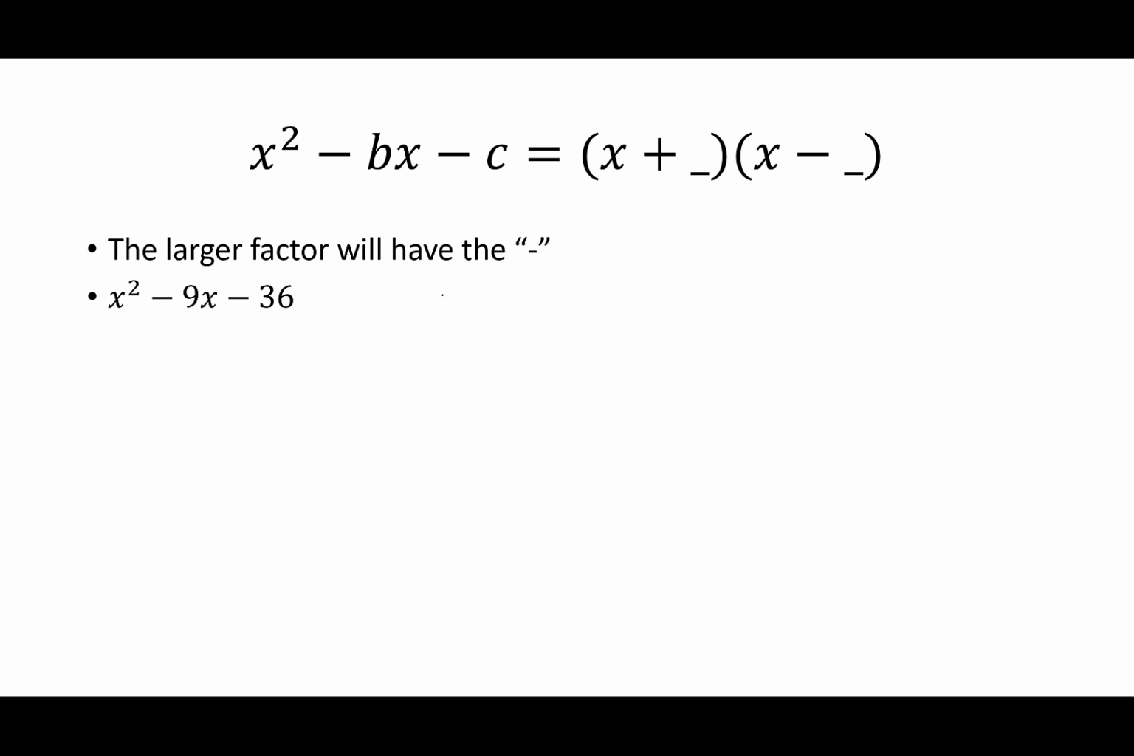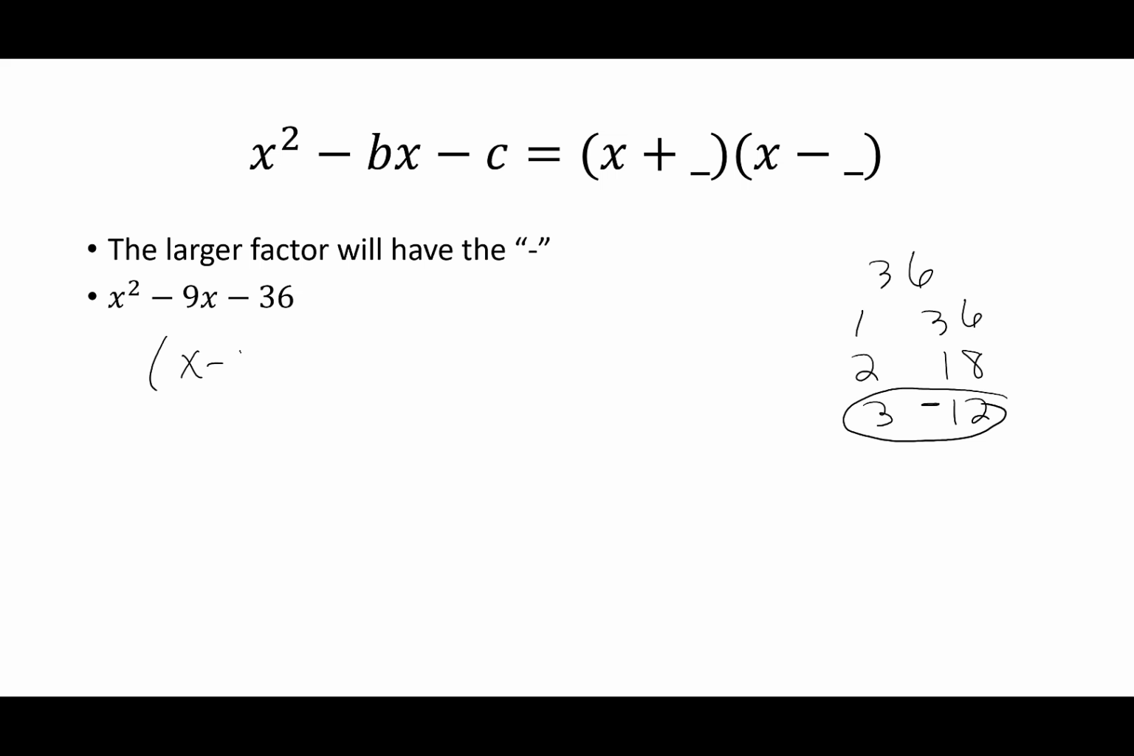This time, the coefficient of c is negative, and what happens there is that you really have to look at the factors. The bigger one will have the same sign as b. So let's look at this, x squared minus 9x minus 36. I start looking at factors of 36, 1 and 36, 2 and 18, 3 and 12, and I can see 3 and 12 have a difference of 9, and that's what I start thinking is when c is negative, I'm subtracting my two numbers. The bigger number, which is 12, will get the negative sign.